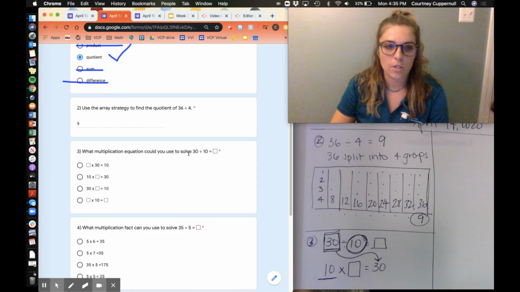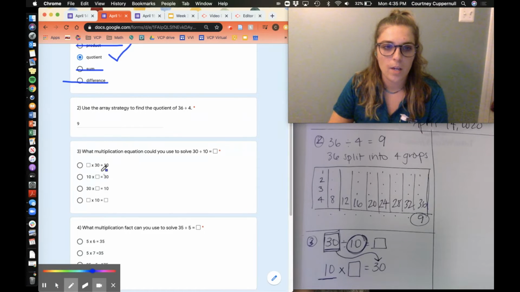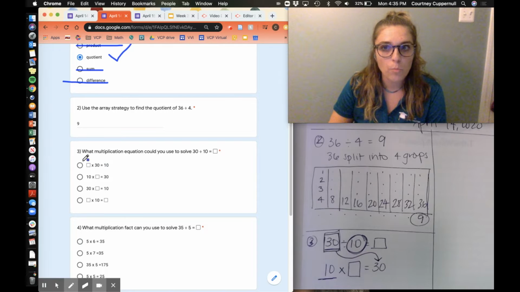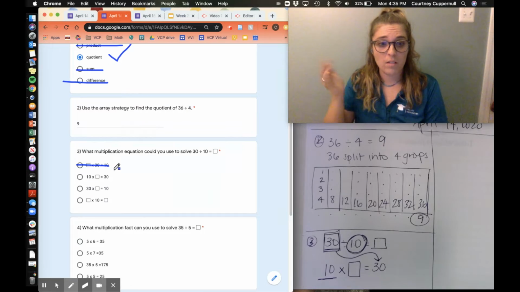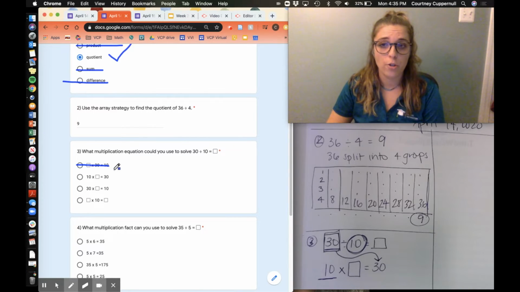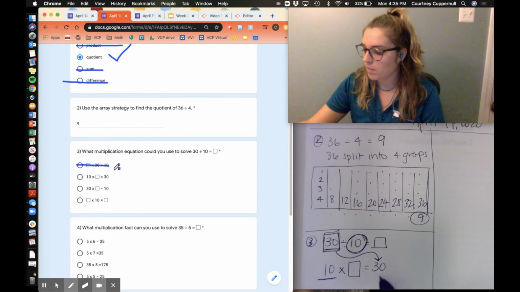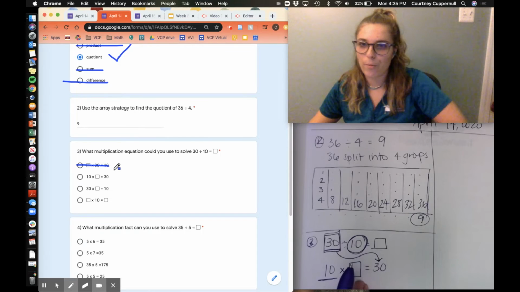Let's check it out. So this right here, some groups of 30 equals 10. That doesn't even make sense, right? If I have a group of 30, I already have more than 10. 10 groups of something equals 30. 10 groups of some number equals 30. Yeah, that matches the one that we wrote, right?